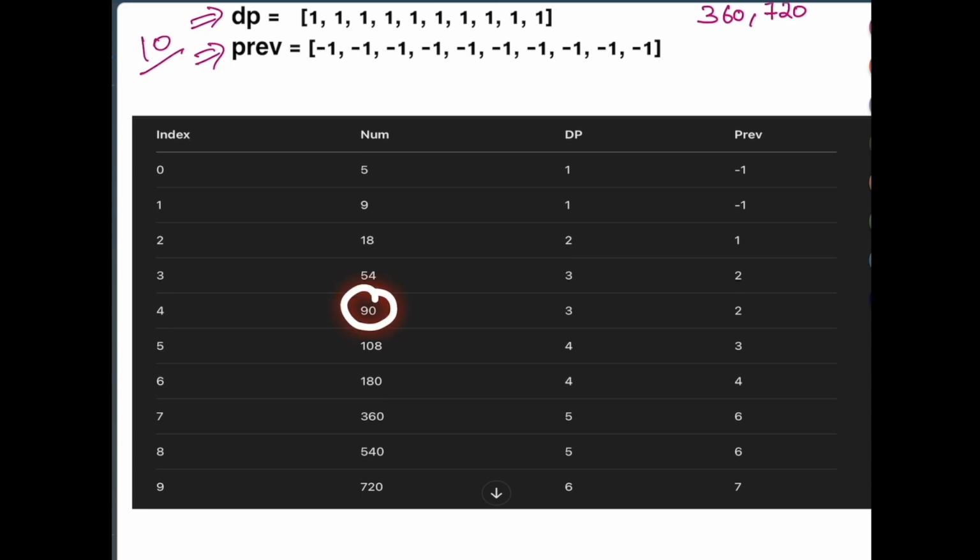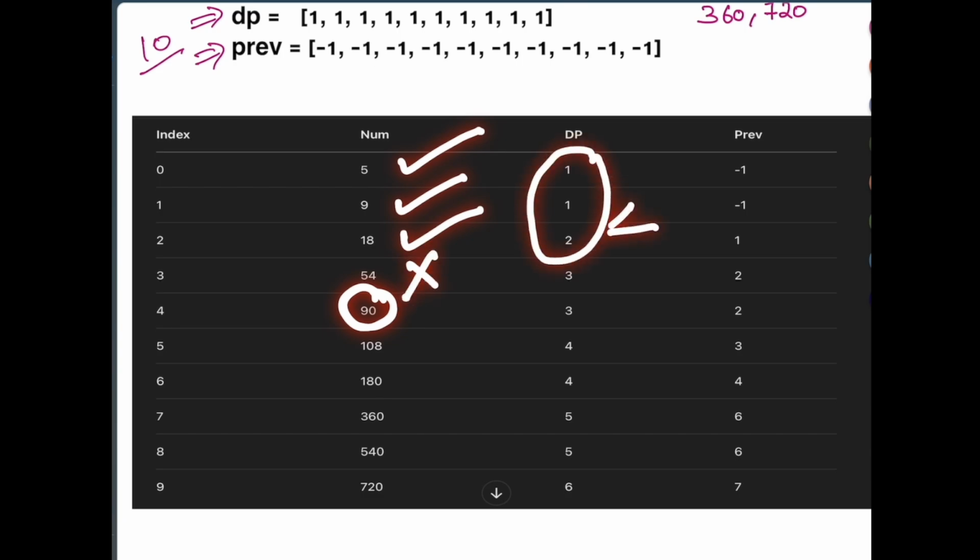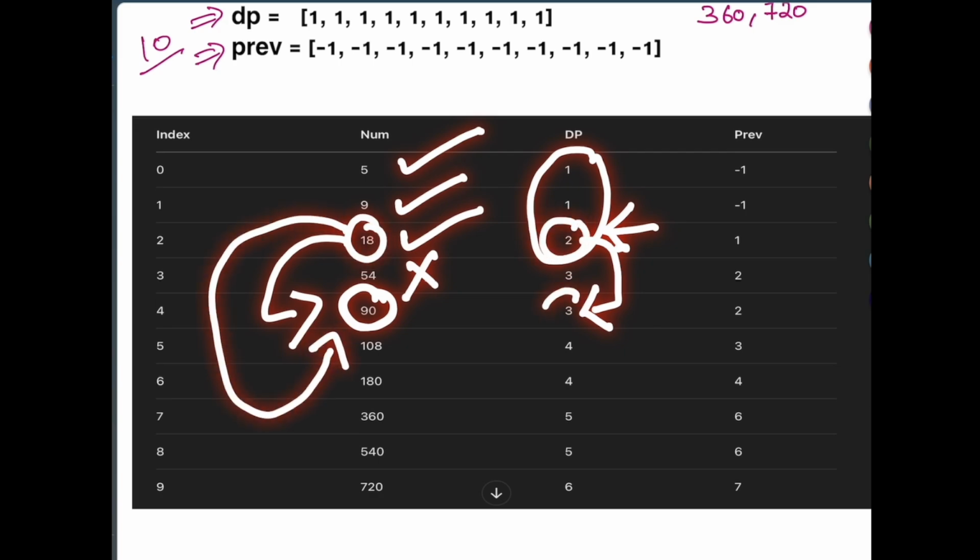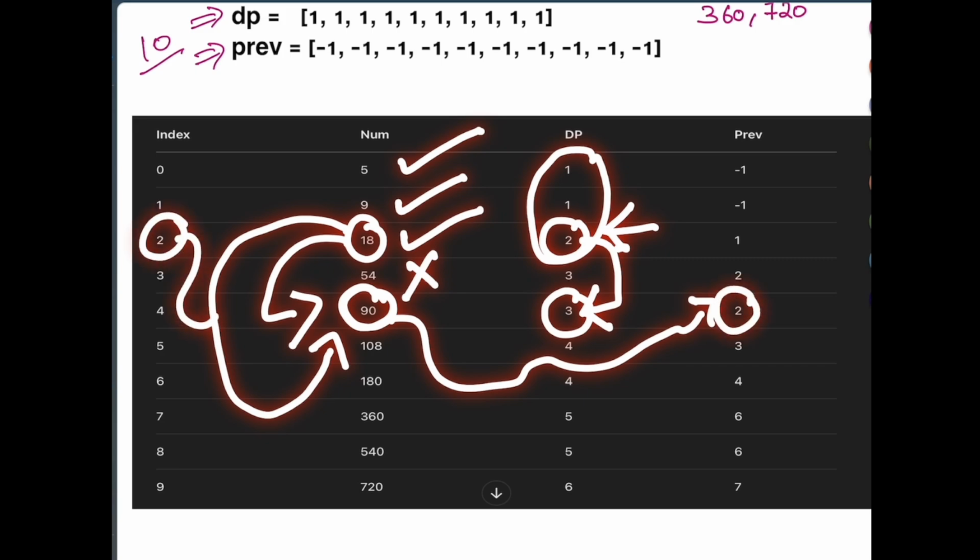So let me show you for 90 as well. For 90, 9 is going to say yes, 5 is going to say yes, 18 is going to say yes, but 54 will say no, I cannot bond with you. Out of all these 3 yes, we have this as the highest length, right? 2. 2 is the highest length. So we can say 18 can bond with 90. So we are going to say 2 plus 1 is 3, right? Till 18 we have 2 elements. It got one more element which is 90. So the length is 3. And the previous element of 90 is going to be at index number 2, which is nothing but 18.